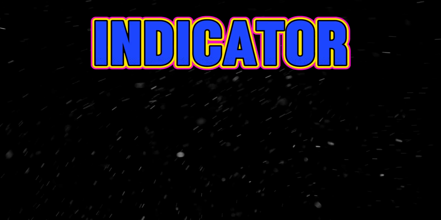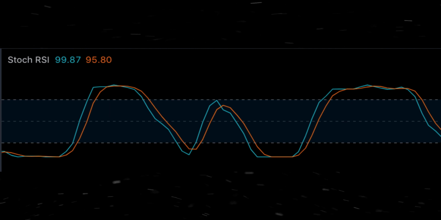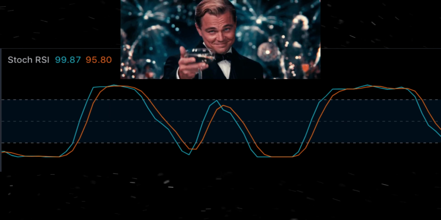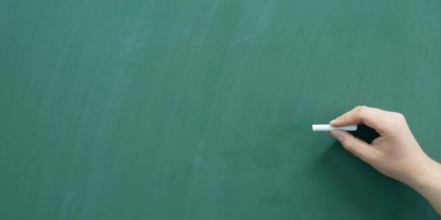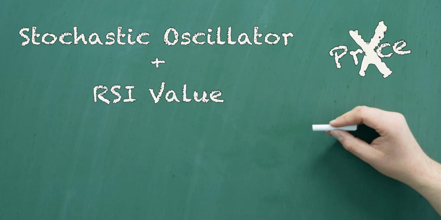Imagine if you were designing a trading strategy based on the movie Inception, but instead of a dream within a dream, you create an indicator of an indicator. That, basically, is the Stochastic RSI. It's the Leonardo DiCaprio version of a trading indicator. Stochastic RSI takes the standard stochastic oscillator and, instead of basing a reading on the price in the market, it instead uses the RSI value, which itself is based on price.